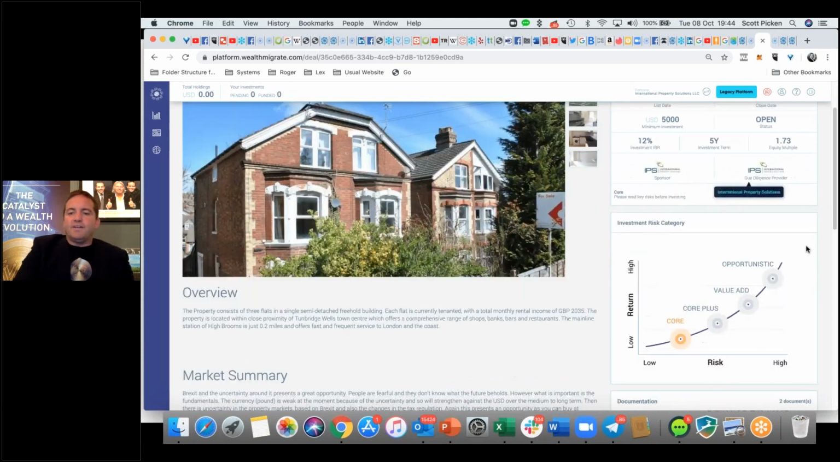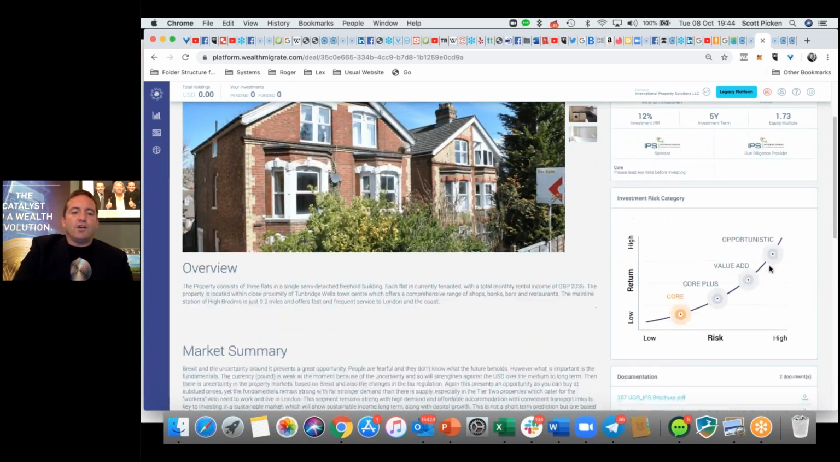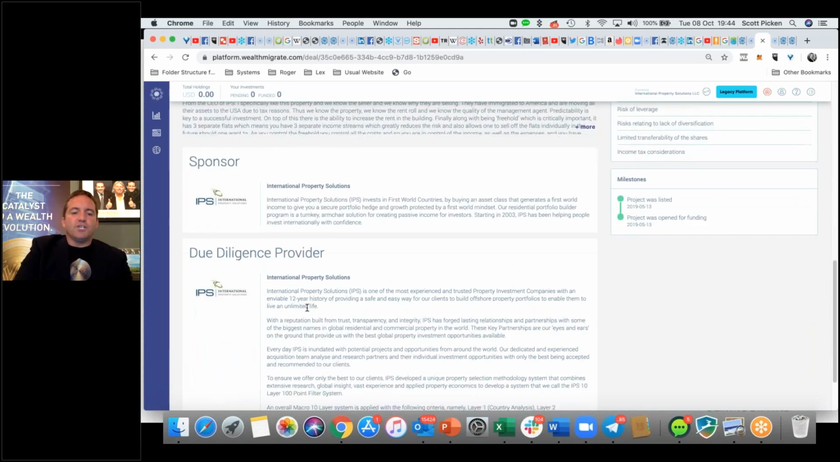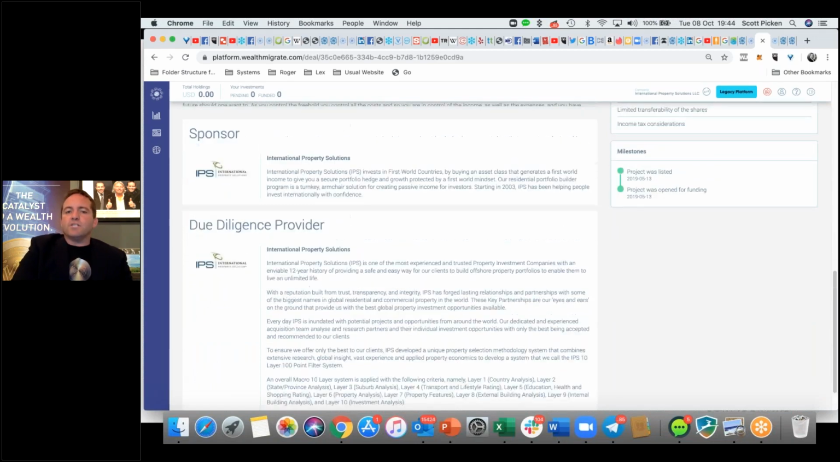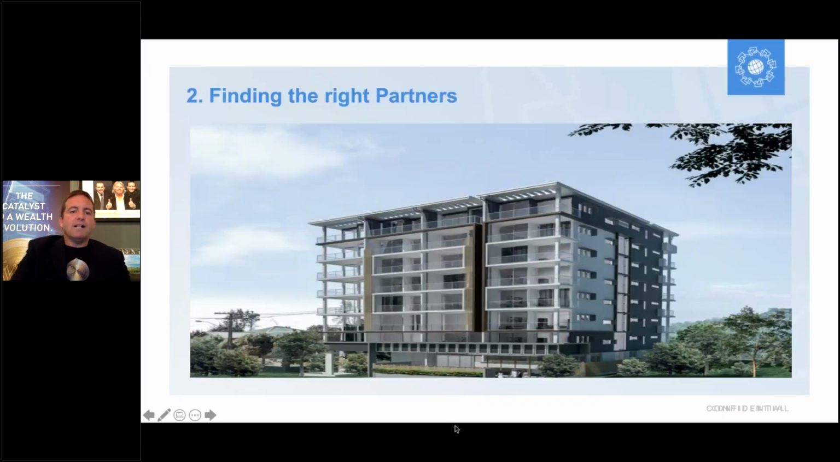And you can see here who the partner is. You can see who the due diligence is. You've got the whole risk weighting and the category. You can go read all about the sponsor and the due diligence and how it's all been done. So this is really important when one is choosing one's partnership. And, for me, I just wanted to reiterate how important this actually is in terms of this process and finding the right partners.